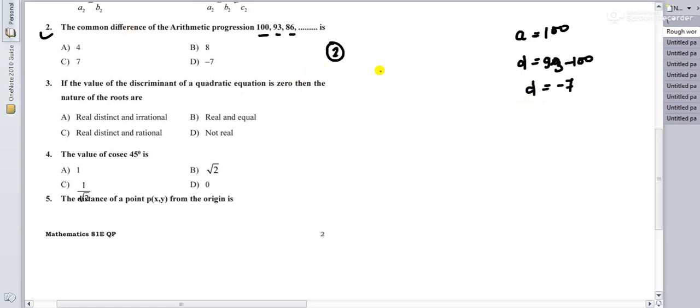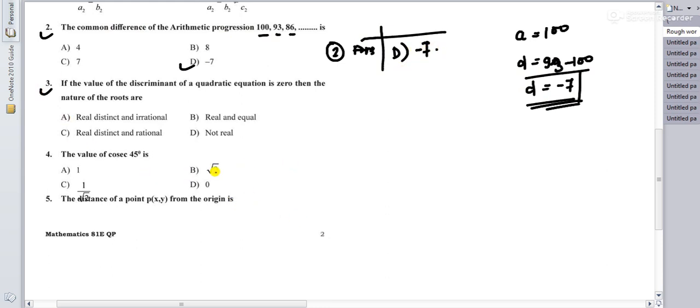What do you have to find? The common difference. That is the answer itself, right? I thought they had asked something else. Okay, so it is minus 7, option number D. So the second answer is option number D, minus 7. You have to write it like this.